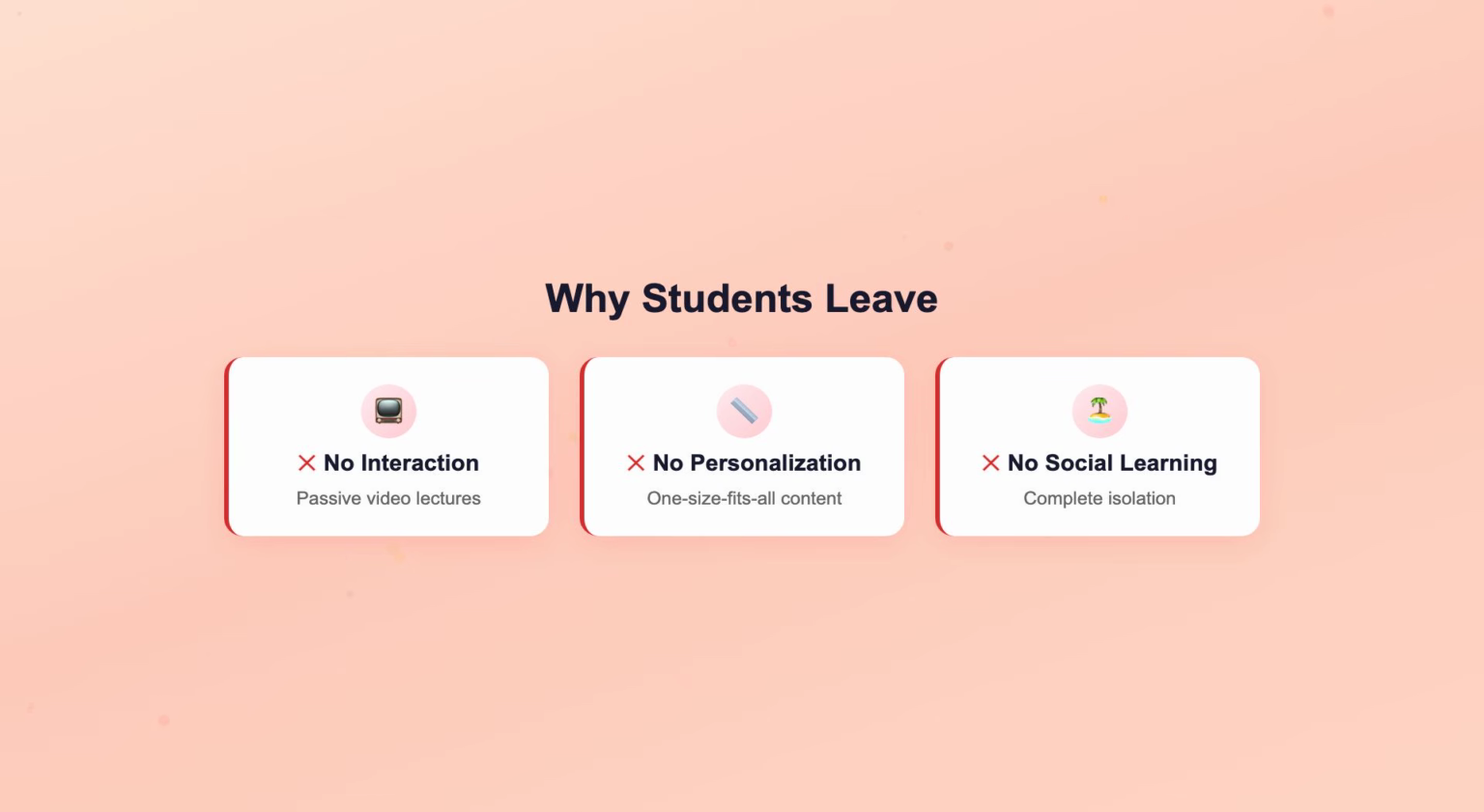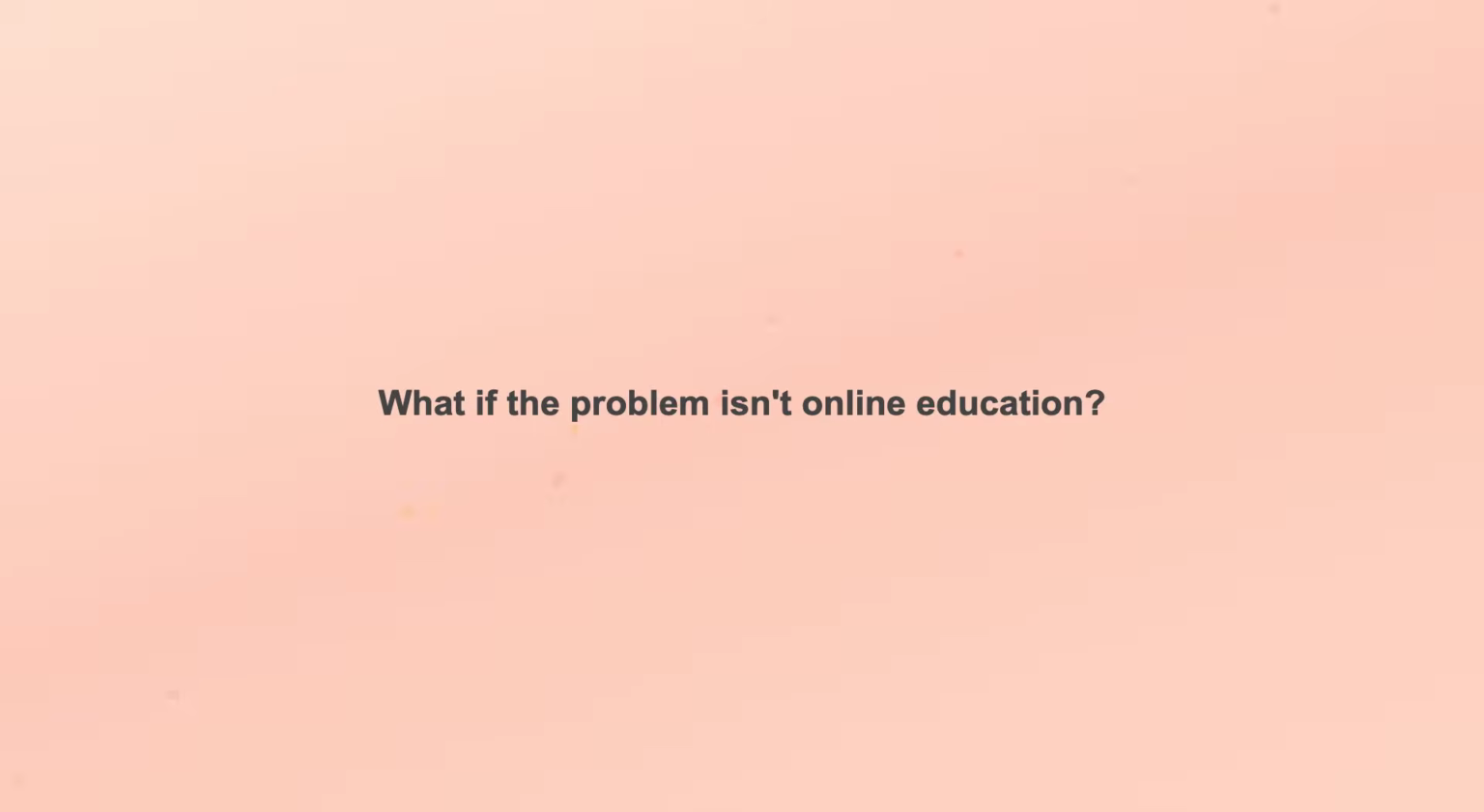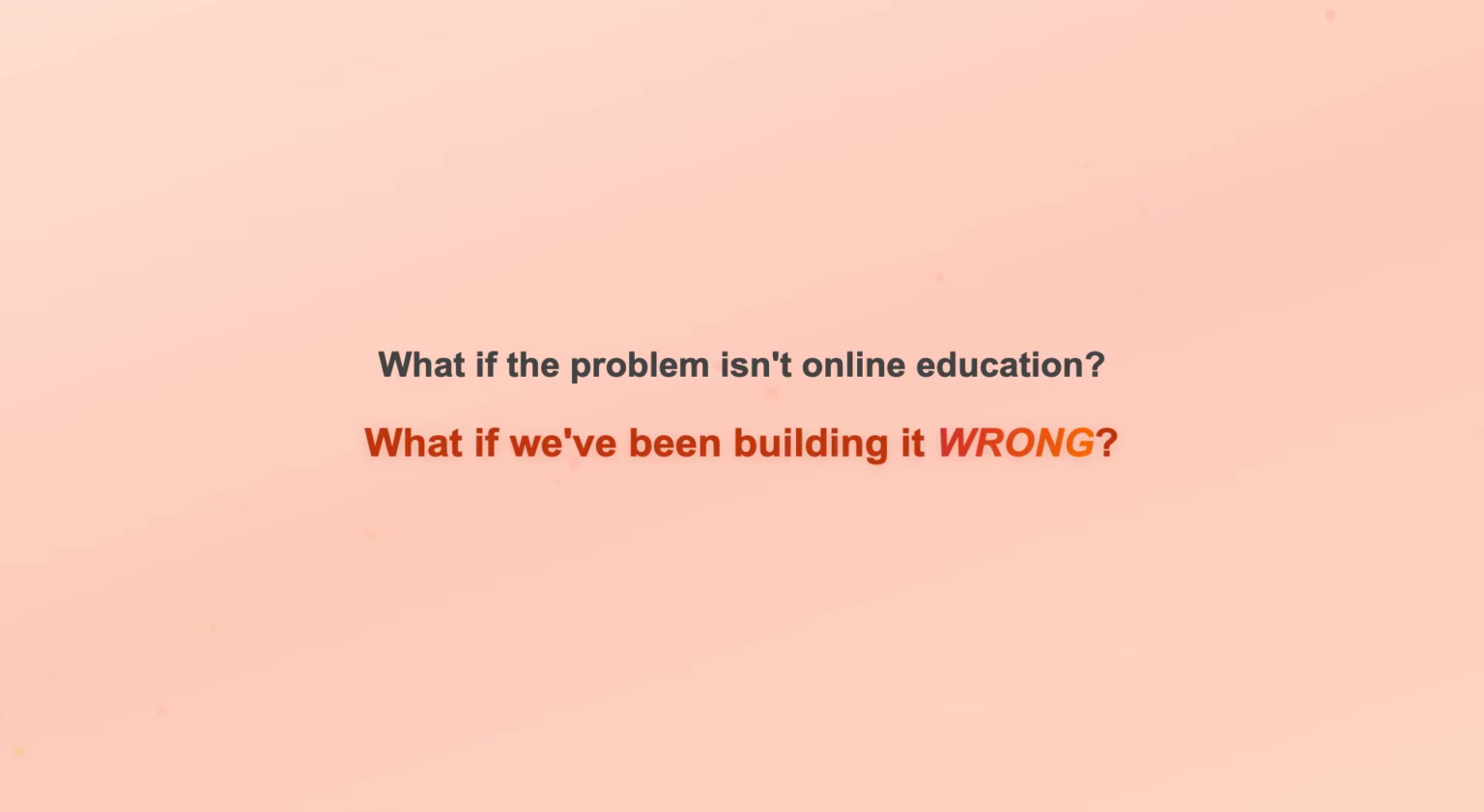Why? Because watching pre-recorded videos is the educational equivalent of staring at a wall. There's no interaction, no personalization, no social learning, no one to ask questions, no one to challenge your thinking. And creating these courses takes weeks or months of production. The entire model is broken. But what if the problem isn't online education itself? What if it's that we've been building it wrong?